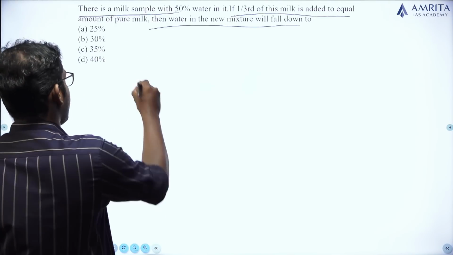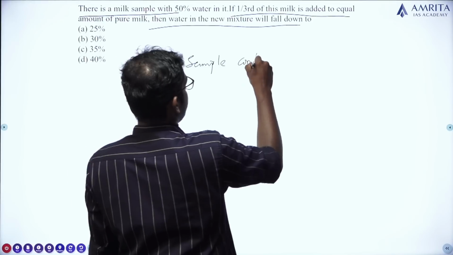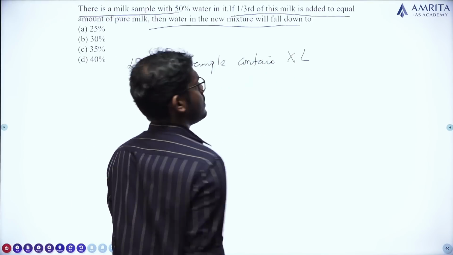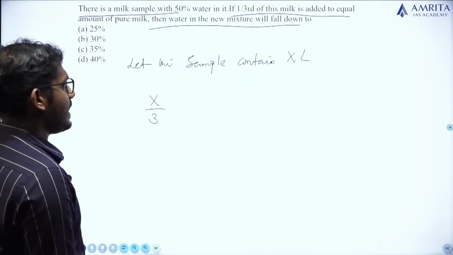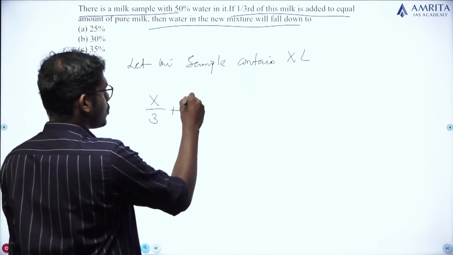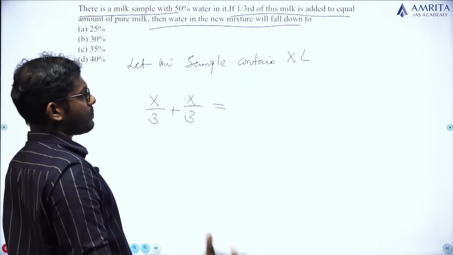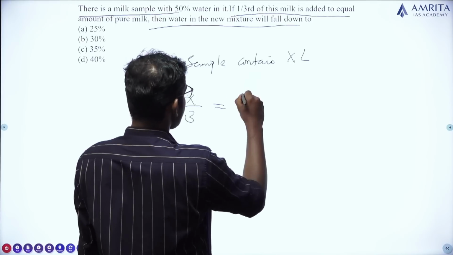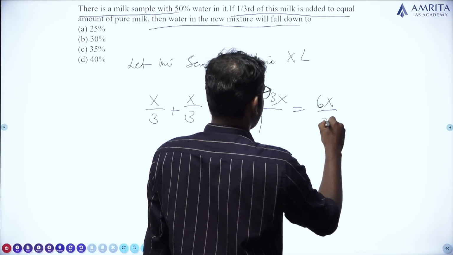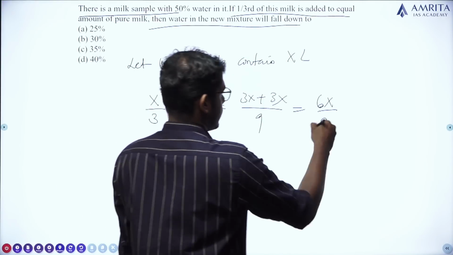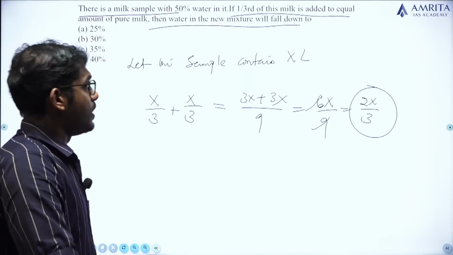1/3 of the milk. Let the sample contain X liter. So 1/3 of the sample is taken out, added to equal amount of milk. So the new volume of the mixture is x/3 + x/3, that is 2x/3. So this is the current volume of the new mixture, right?